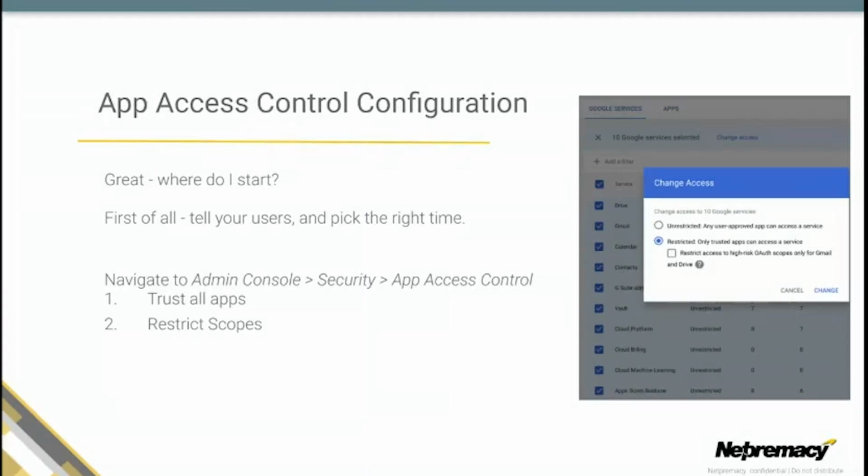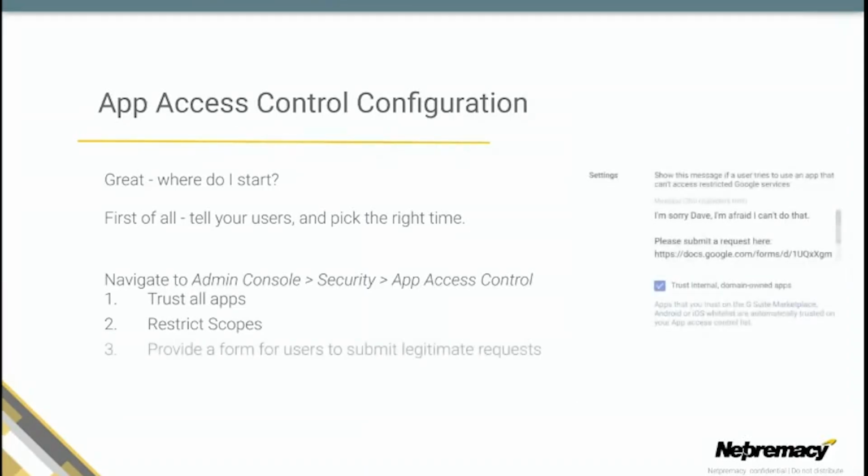Step 3 is about providing a form and an error message that is more human when users try to access a scope that is otherwise restricted. The way we see it best is we create a very simple Google form and ask the user: what's your use case? What's the application name? How many users? We provide that form to the user when they hit the error message.